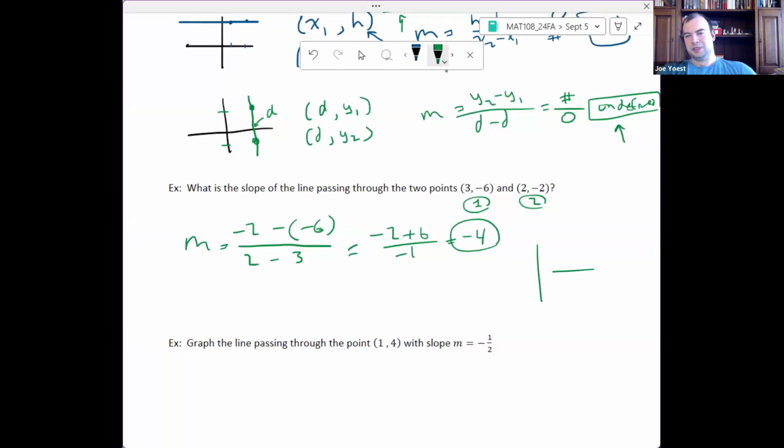Does this make sense from a picture? 1, 2, 3, comma -6 is something like that. And 2 comma -2 is something like that. Yeah, that's a negative slope. And it looks like it's pretty steep. I mean, my axes are a little off. My x-axis is a little more spread out than my y-axis, but I did this pretty quickly and it looks pretty reasonable. It looks like that could be a slope of -4. If I had ended up with something like this, I would suspect I've made a mistake somewhere.